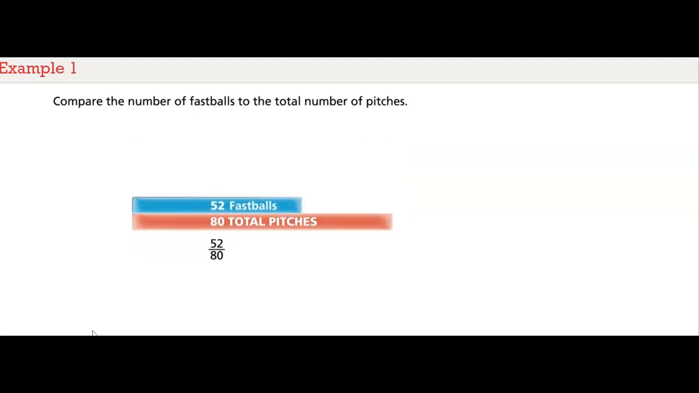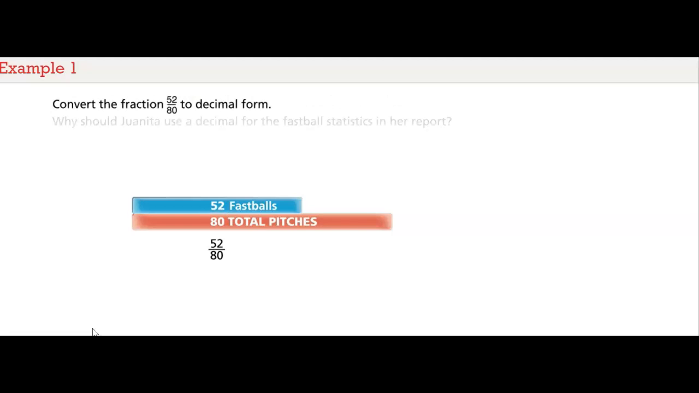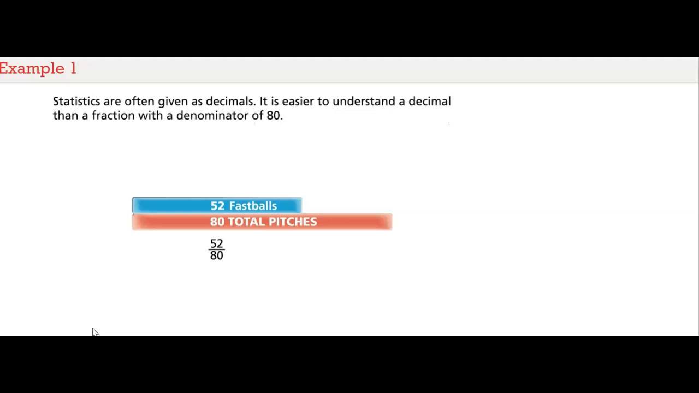The chart shows that Pedro made 80 pitches in all. 52 of those pitches were fastballs. That means 52/80ths of the pitches were fastballs. Our next step is to convert the fraction to decimal form. Why should Juanita use a decimal for the fastball statistics in her report? Statistics are often given as decimals. It's easier to understand a decimal than a fraction with a denominator of 80. Also, using decimals makes it easier to compare statistics with other pitchers, games, or types of pitches.